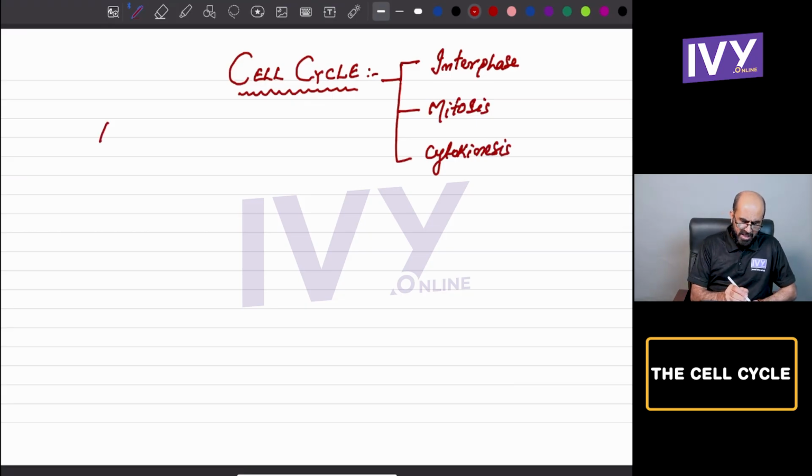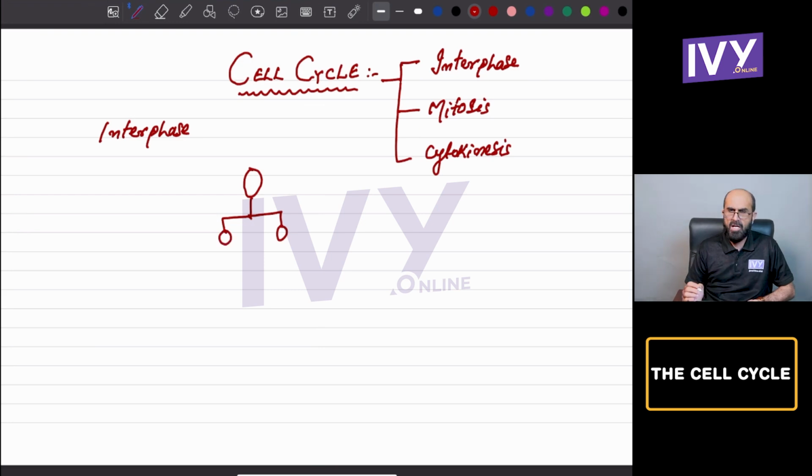Now, interphase means between two phases. Inter means between and phase means stage. So interphase is a phase which takes place between two consecutive cycles. Once a cell is completely divided into two daughter cells, you know that these cells also have to divide into two cells, each one becoming a stem cell.